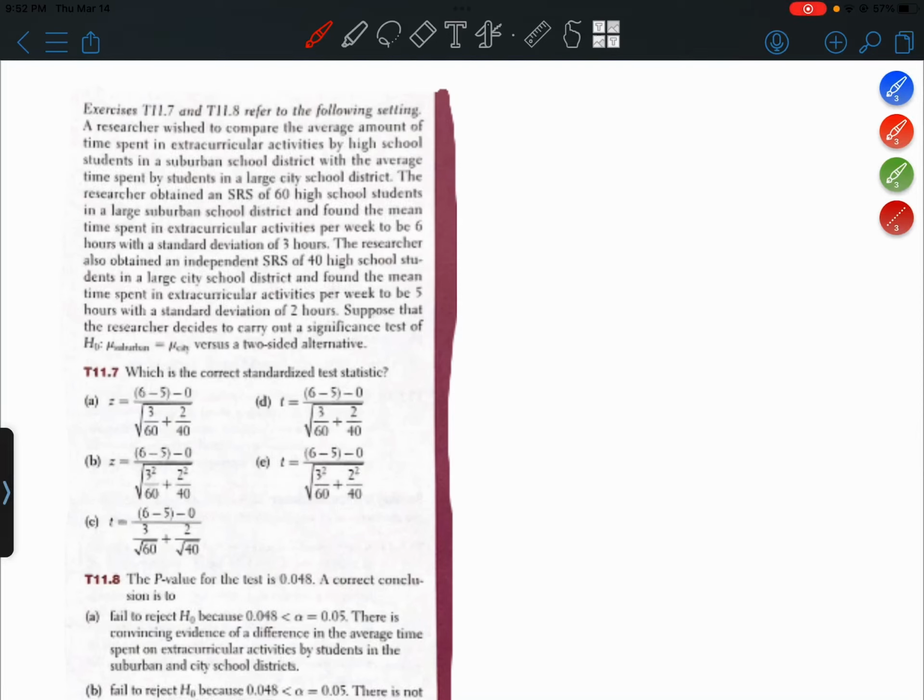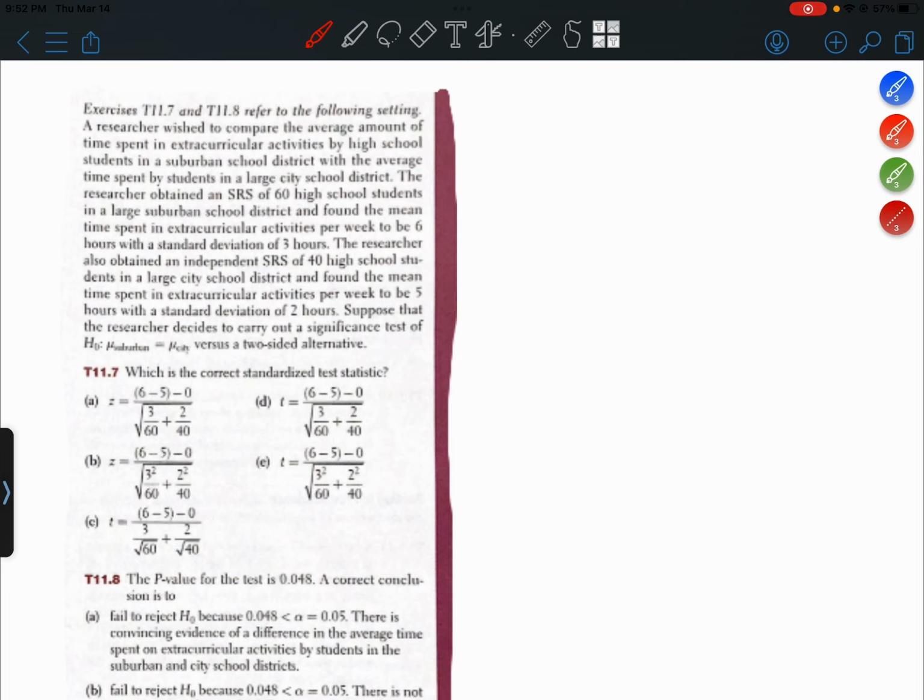T11.7 and T11.8. A researcher wished to compare the average amount of time spent in extracurricular activities by high school students in a suburban school district with the average time spent by students in a large city school district. The researcher obtained an SRS of 60 high school students in a large suburban school district and found the mean time spent in extracurricular activities per week to be 6 hours with a standard deviation of 3 hours.